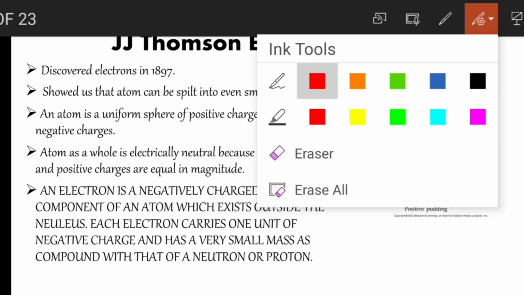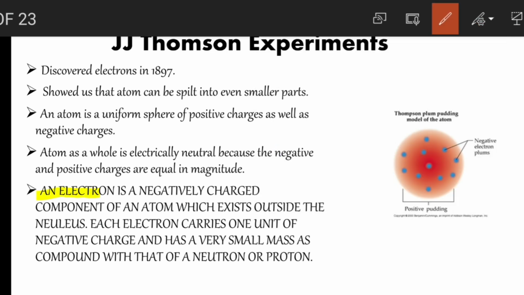Now, very important thing, an electron is negatively charged component of an atom which exists outside the nucleus, means it revolves in the orbit. Each electron carries 1 unit of negative charge and has very small mass compared with that of a neutron or proton. So the mass of an electron is very less than the mass of a neutron or proton.